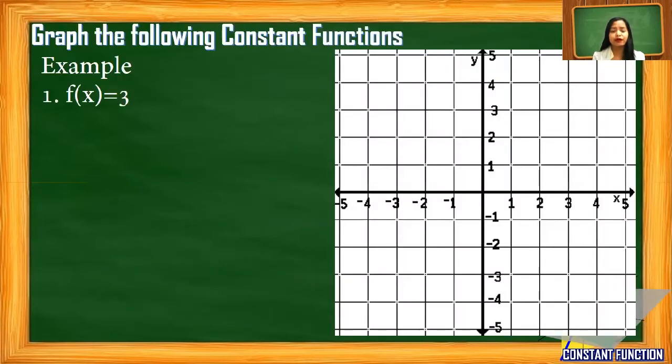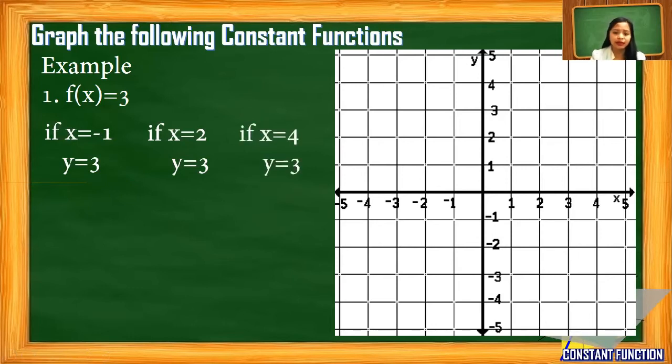Let's move on to the graph of the constant function. For example, we have f of x is equal to 3. If we are going to graph this in our Cartesian coordinate plane, we need to have values of x and y. Since our domain is any real number, we can substitute any value of x here. Suppose we have x is equal to -1, the value of our y is always equal to 3. Another value, x is equal to 2, and still the value of our y is equal to 3. And if we have x is equal to 4, the value of our y is equal to 3.